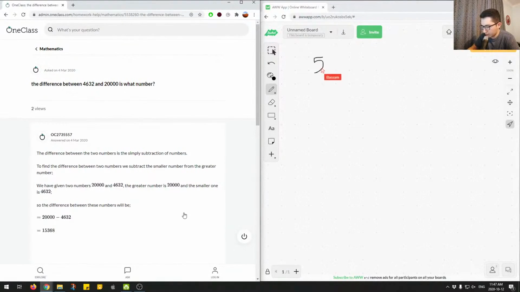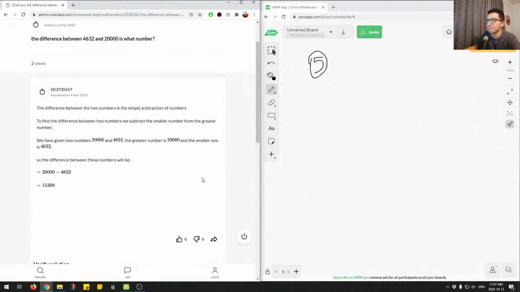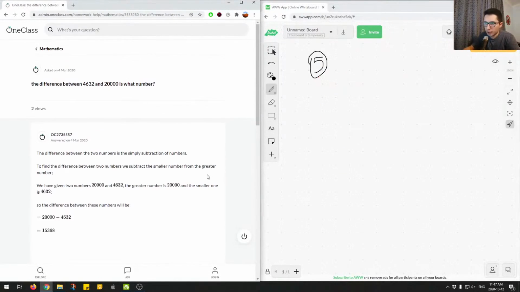So question number 5. Here we're presented with: the difference between 4,632 and 20,000 is what number? This is a simpler problem compared to the previous problem that we had. Here we're just doing some subtraction.